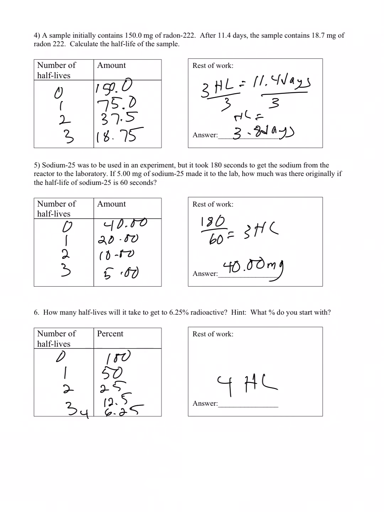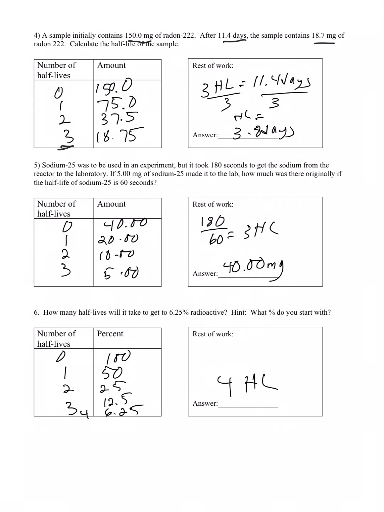All right, and number 4, I see 150.0. I see 11.4 days, and I see 18.7. So I see 2 amounts. When I have 2 amounts, I'm going to start at the top amount, and I'm going to keep dividing by 2. I don't know where to stop yet. I just know I'm going to stop when I get around 18.7. So 150.0 will go to 75.0. Half of that's 37.5. Half of that is 18.75, and that's where I want it to be. And again, with rounding, you might be slightly different, but that's fine.